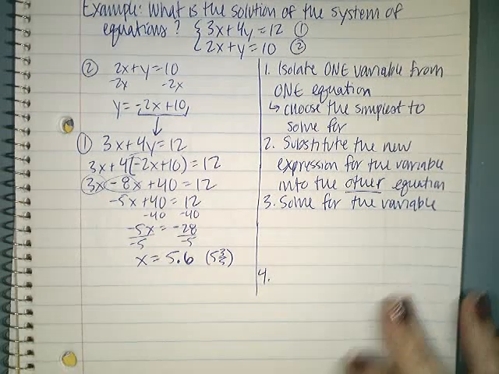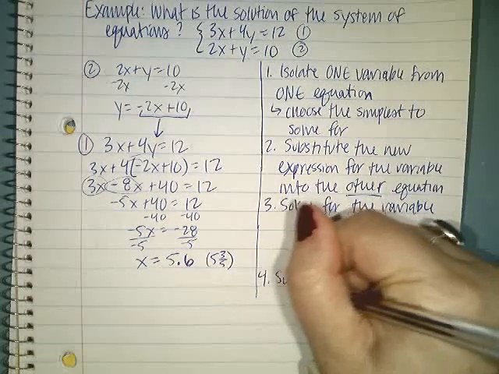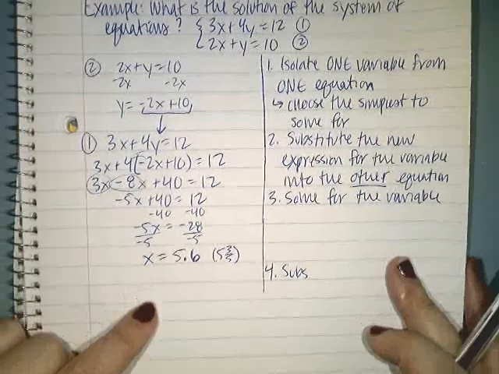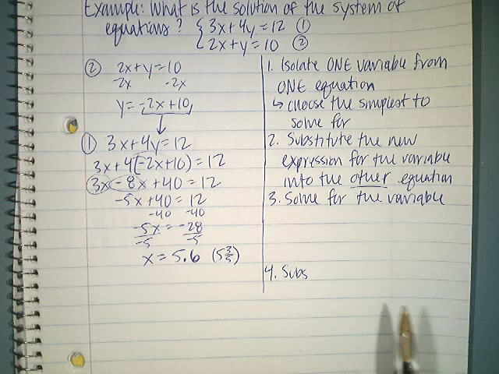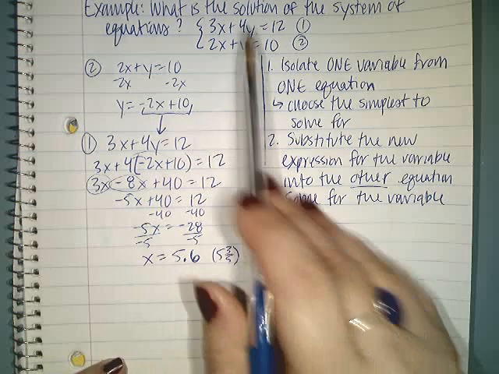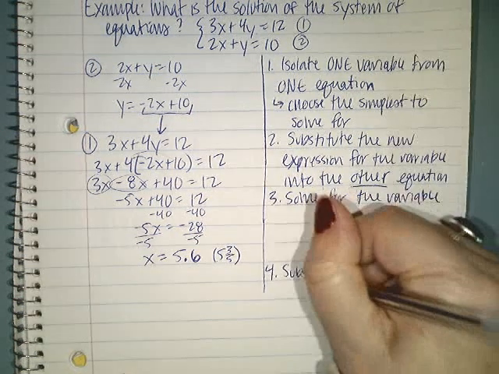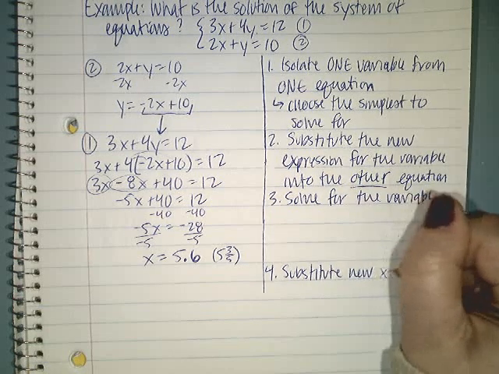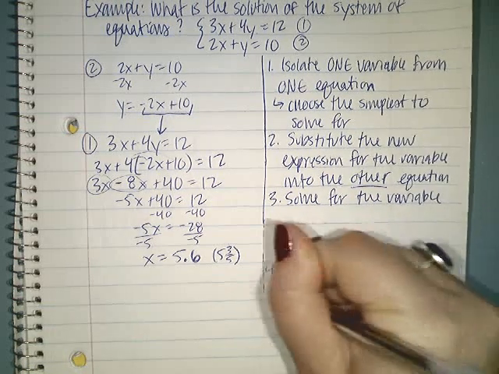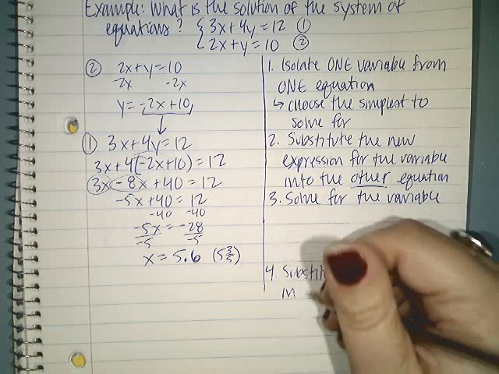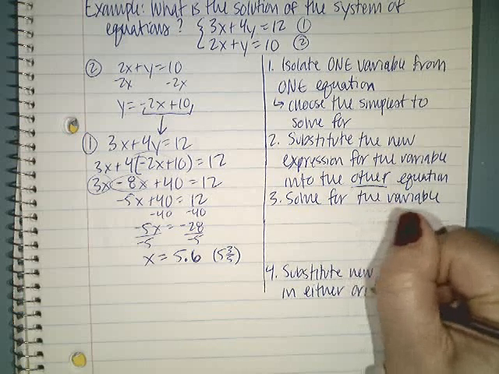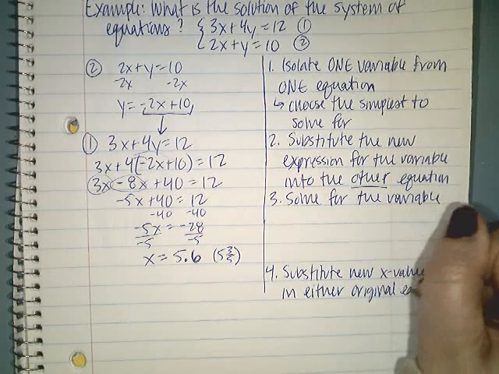Next step, I'm going to substitute my new value. So I've now found x, but I need to find y. So y is the missing component in this solution set. So our solution, we have the x part, but we're missing the y. So I'm going to substitute this new value into either of the original equations.